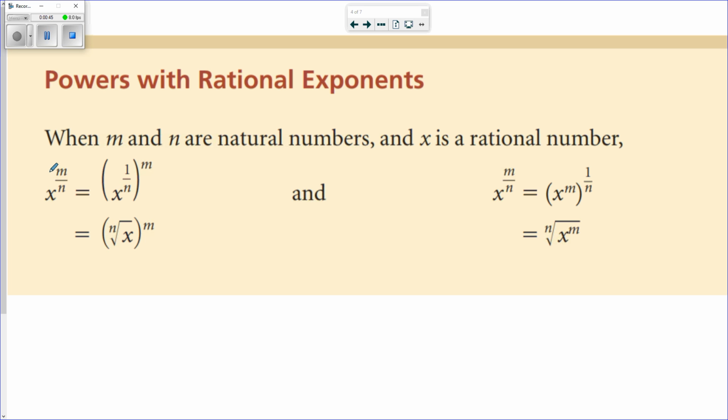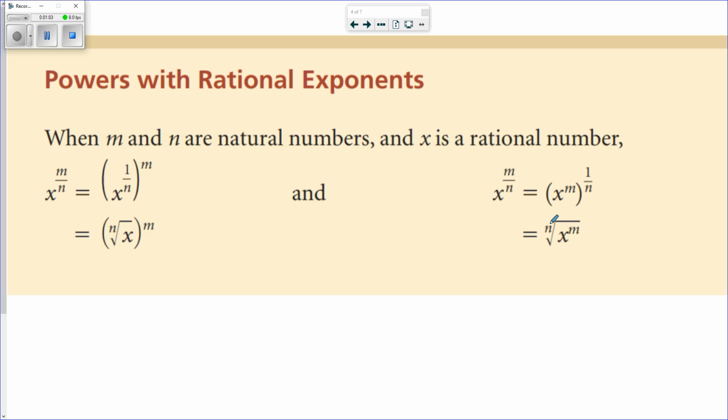Or we can go the other way over here, right? We can get x to the m, take the 1 to the n out, right? So then we have x to the m with the radical of whatever n is.